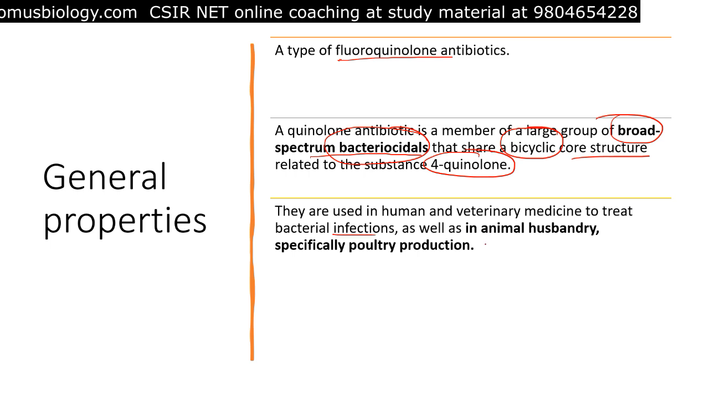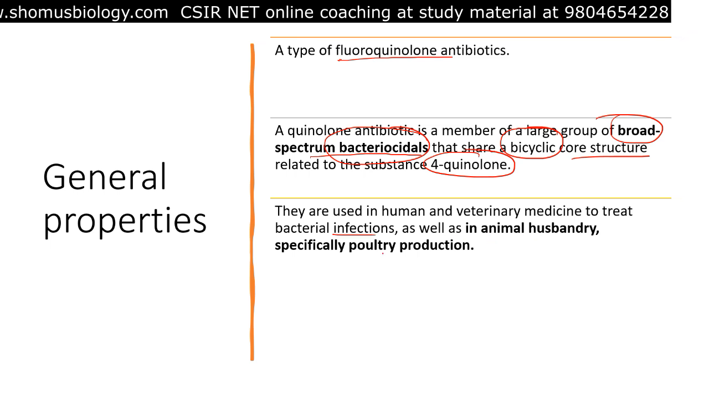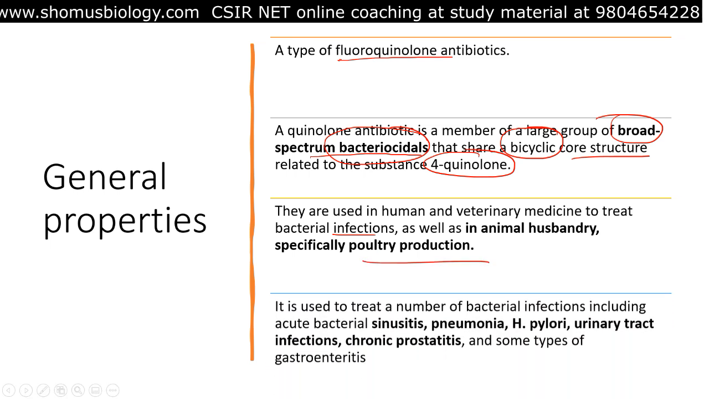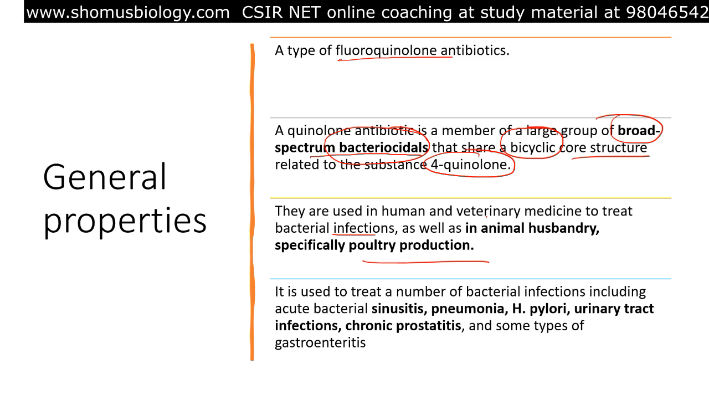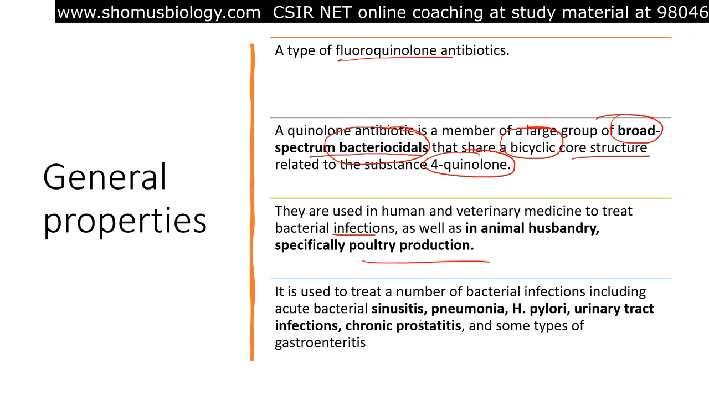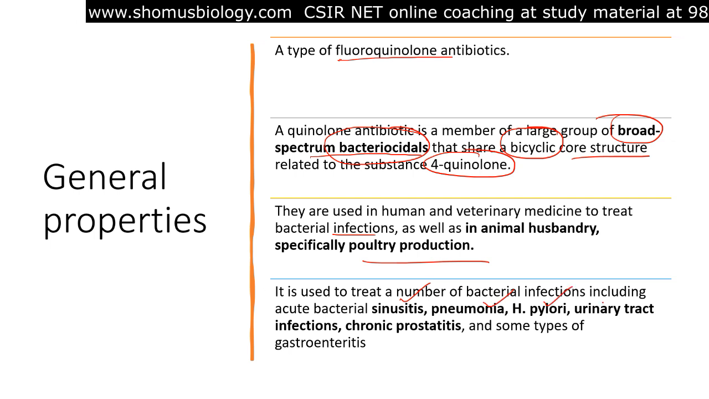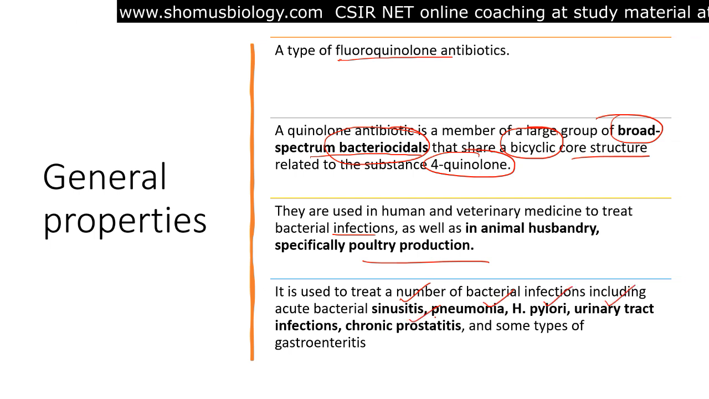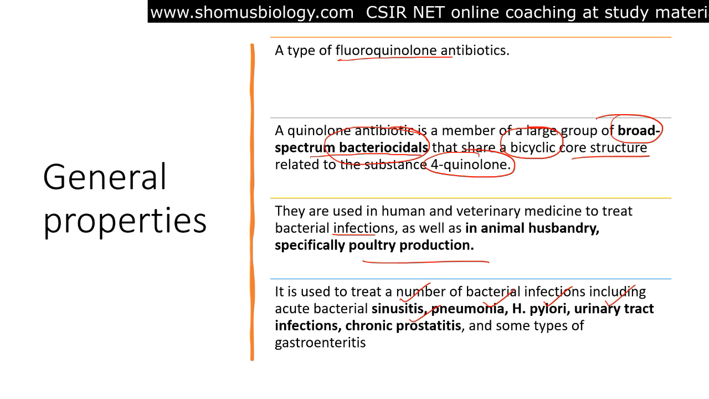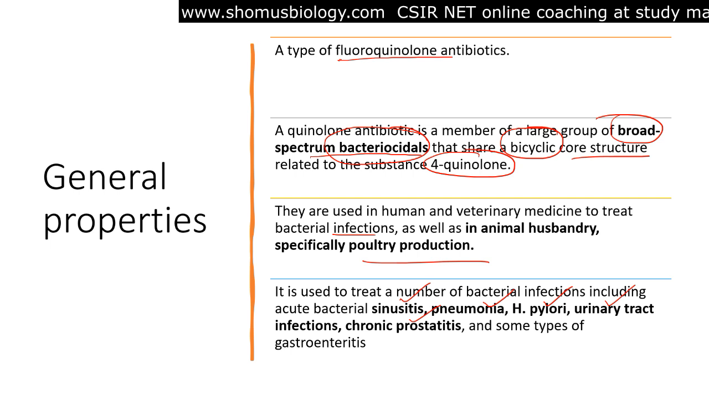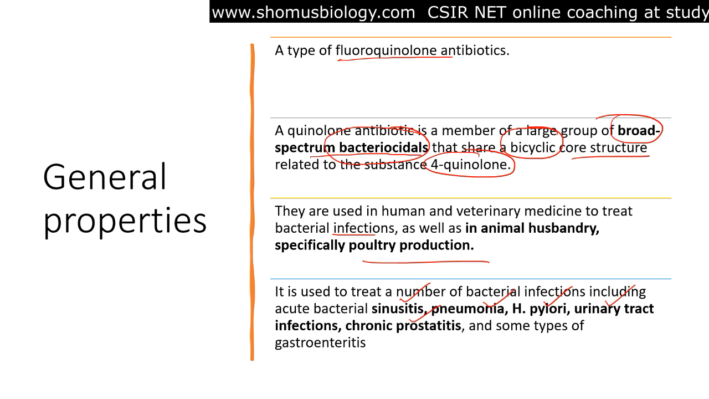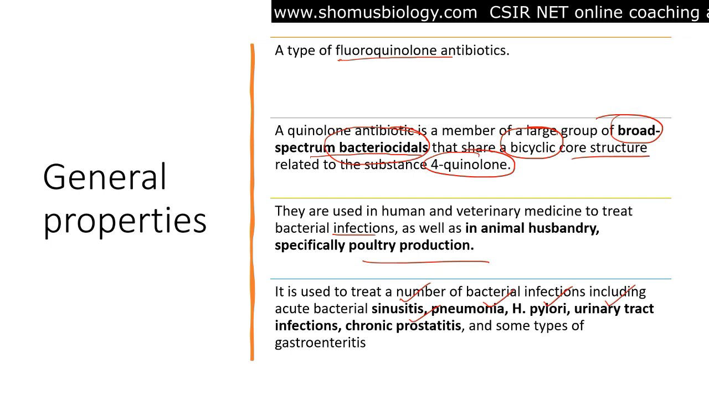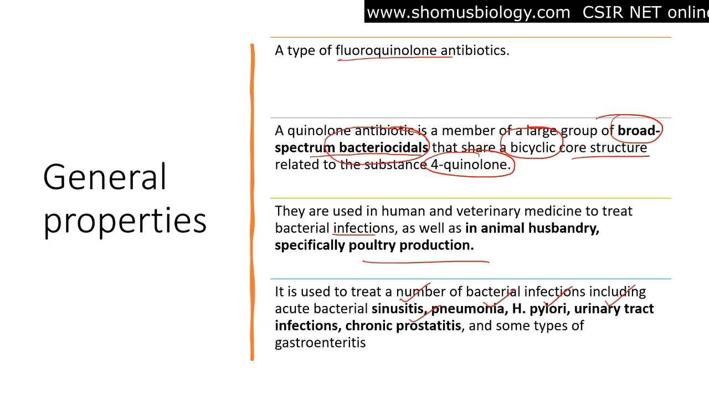of bacterial infections. Particularly, we use them in animal husbandry as well as poultry production. It is used to treat different kinds of bacterial infection in different locations of the human body, like sinusitis, pneumonia, Helicobacter pylori, urinary tract infection, UTIs, and chronic prostatitis. Gastroenteritis is also a target where this particular antibiotic can be used to kill the infective agents, but most commonly they are used in pneumonia, sinusitis, Helicobacter pylori and UTI infections, and broad spectrum they use in animal husbandry as well as in poultry production.